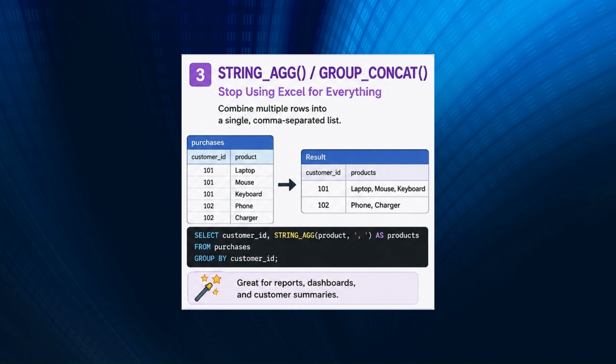This combines multiple rows into one comma-separated list. This is super useful for reports, dashboards, customer summaries, and exports. The first time I used STRING_AGG, I honestly felt like a magician. My manager asked, "How did you do this?" I just smiled and said, SQL.